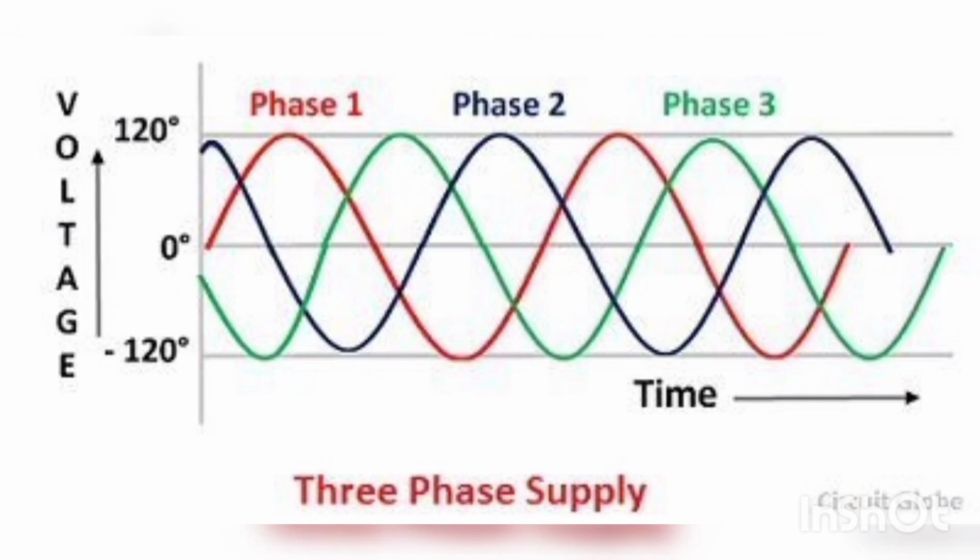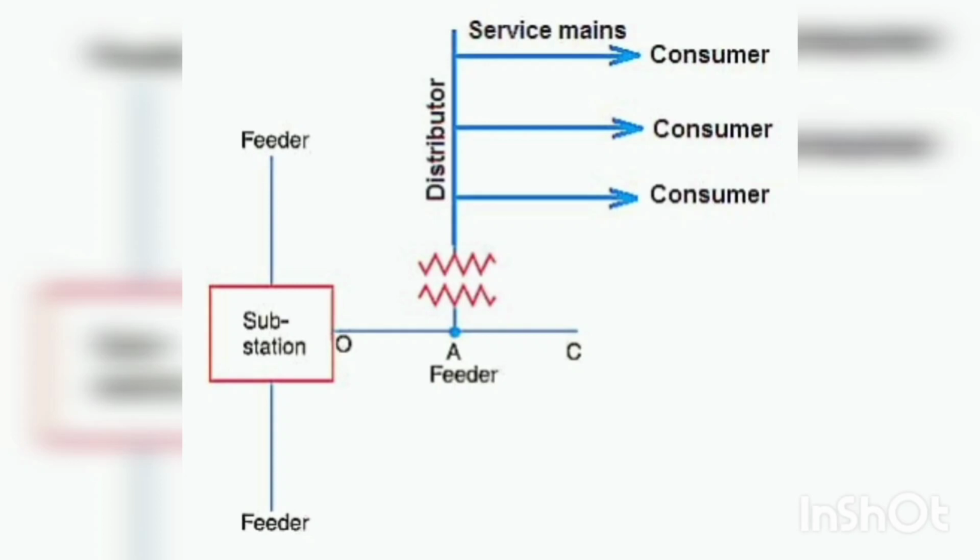Next, distributor. Distributor is a conductor from which tappings are taken for the supply to the consumers. There is a large number of tappings taken from the distributors. But remember that we will not take any tappings from the feeders as no load is connected to the feeder. But in the distributor, we are taking tappings for supply to consumers. Due to this tapping, the current will not be the same. At last, service mains. Service mains is a small cable which connects the distributor to the consumer's meter.